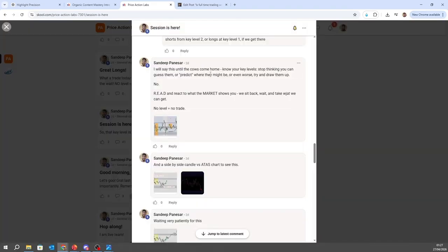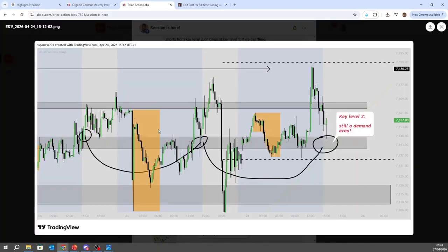I will say this until the cows come home: know your levels. Stop thinking you can guess them, predict them, or where they might be, or even worse, try and draw them up. You want to read where the market shows you the levels are. Sit back and wait for what you get. No level, no trade. Going into Friday, I had my levels marked out. Levels are super important. You need to know how to find them, and you need to use order flow to get them. You don't rely on drawing them.